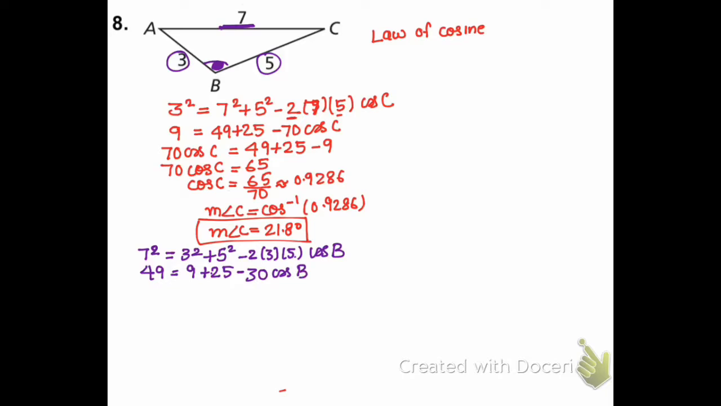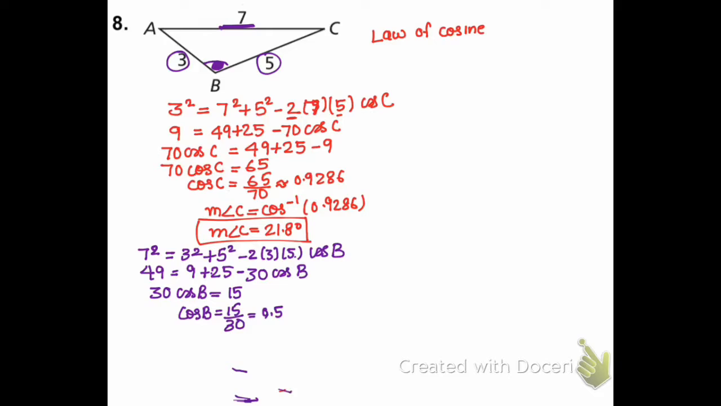I'm just switching the sides to 30 cosine B, up to you. That makes it easier for me. And subtract 49 from both sides. I get 30 cosine B. That's going to be 15. I'm just writing the answer directly here by simplifying. Then you divide both sides by 30. So cosine of B is 15 over 30, and that's going to be 0.5, and you have to find your B.